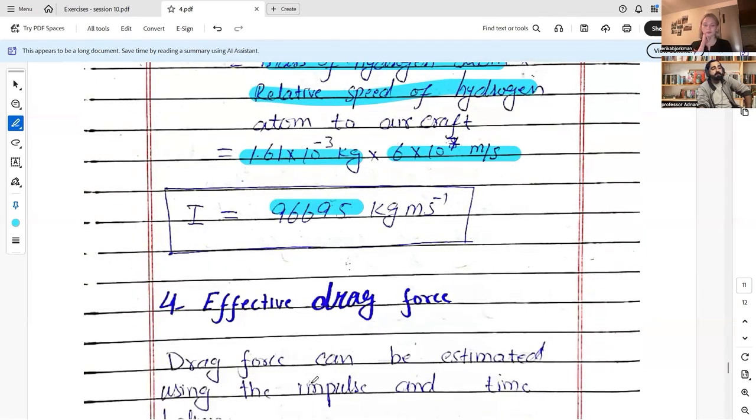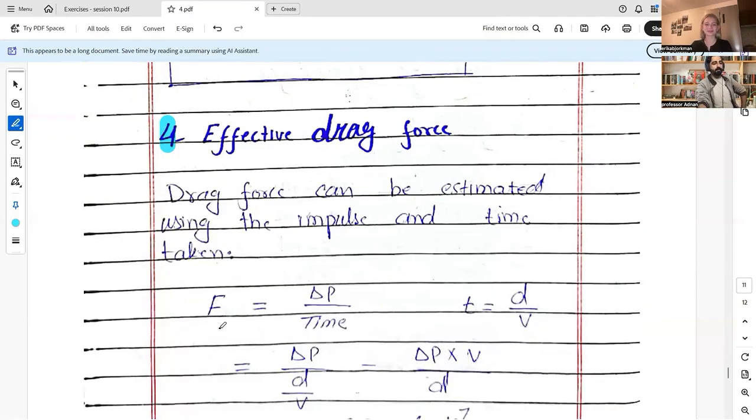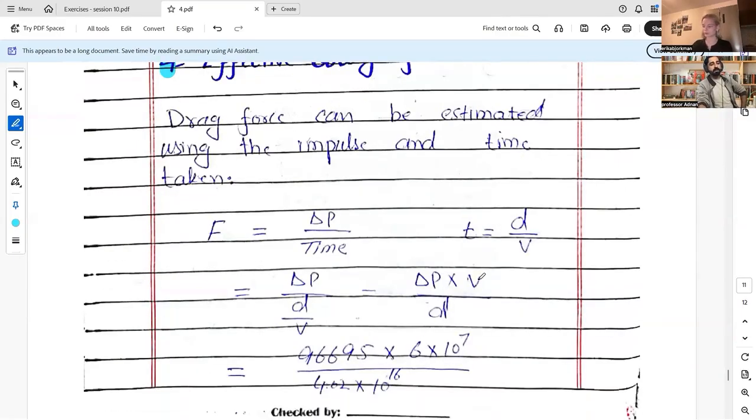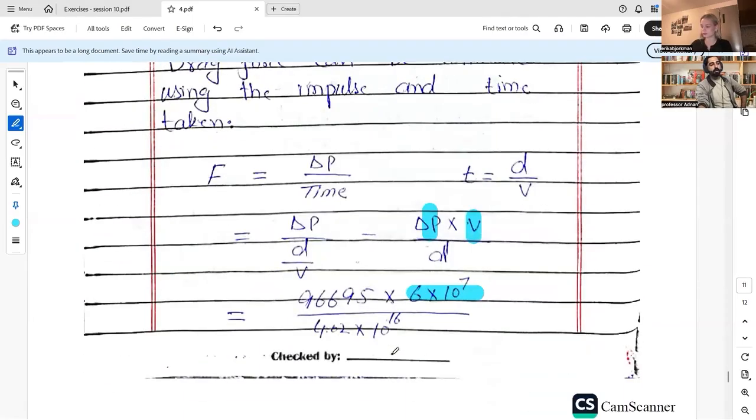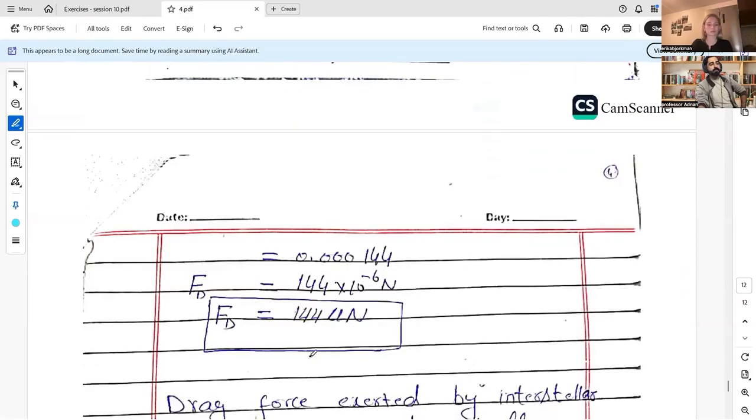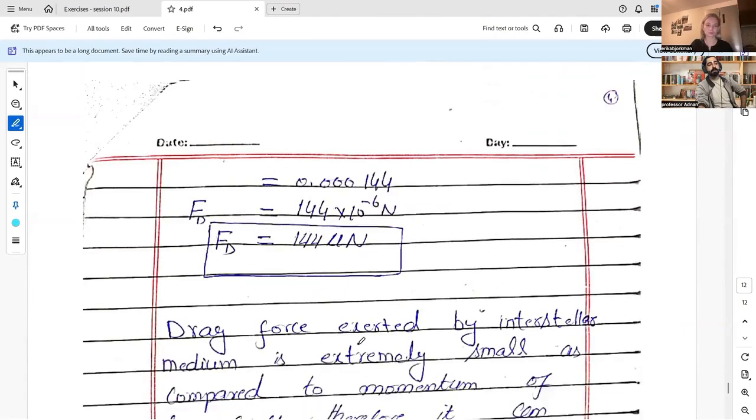Next is effective drag force. It is actually the fifth part. Mistakenly, I have done the fifth part first and the fourth at the end. So you can check here, drag force is equal to del P over time, del P being the change in momentum. Time is d over v. So putting the values and simplifying, v is the velocity, that is 6 × 10^7. Del P is the momentum that we have calculated in our previous part, over d, the path in light years, 4.02 × 10^16 in meters actually. So the drag force is 144 micronewton. That is so small that we need to ignore it.